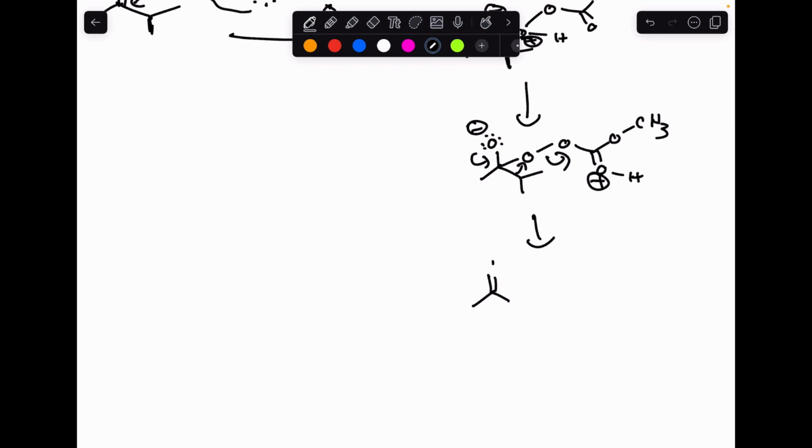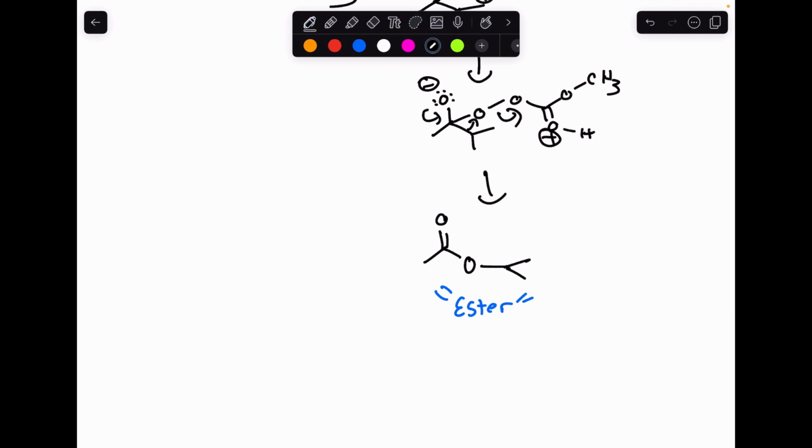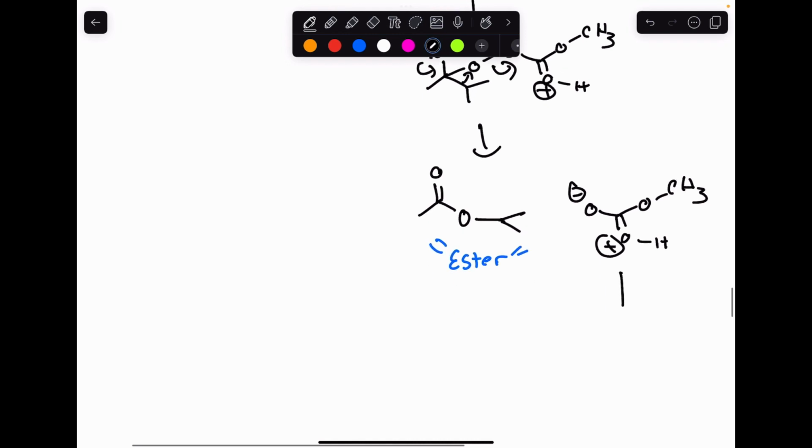So, as our final product, we would have this as our final product, which is called an ester, which is just an oxygen directly conjugated to a carbonyl group. And we'd also be given this, which in lab would just transform to this.